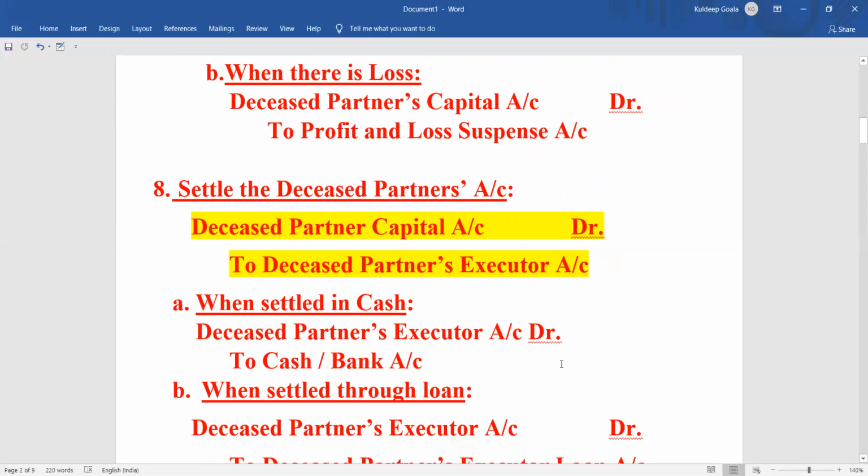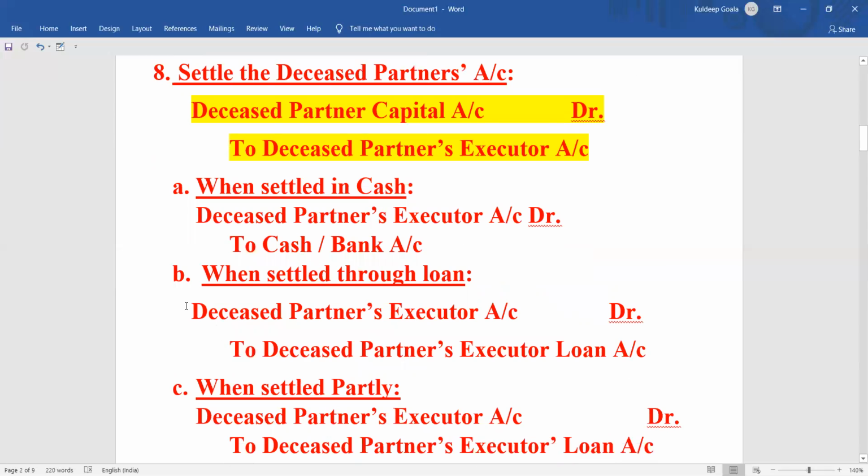How it will be: deceased partner's capital account debit to deceased partner's executor account. First of all, the amount will be transferred to the executor account, and from there, if it is told that you are going to pay and settle in cash, then deceased partner's executor account debit to cash or bank. And if the question asks you to pay through the loan account, then deceased partner's executor account debit to deceased partner's executor's loan account, right?